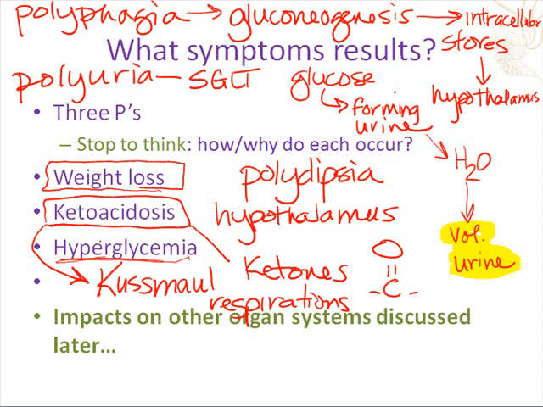Now, diabetes mellitus not only impacts sugar levels, it has a lot of other deleterious or damaging effects on many organs in the body. In another part of this lecture on diabetes, I'm going to talk about those. So I'm putting a placeholder in here to remind you that later on we will talk about other types of impacts of diabetes mellitus on organs of the body.